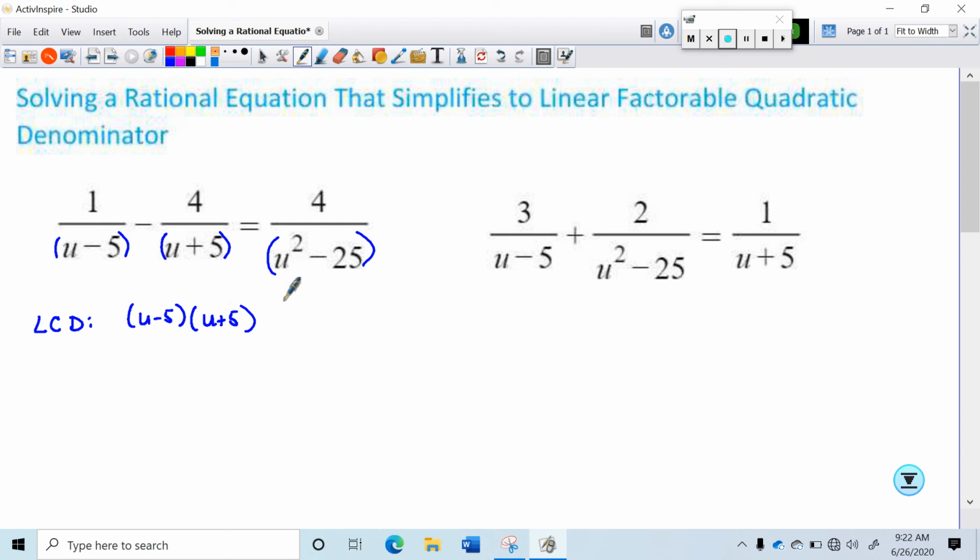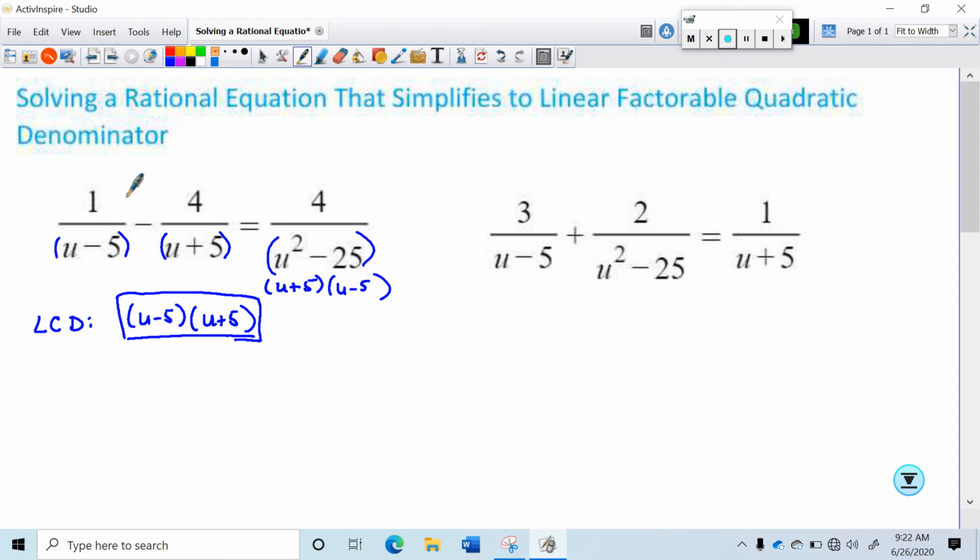And u squared minus 25, I can actually factor that. So that's a difference of two squares. So split up your u's. The negative means you have opposite signs, and the square root of 25 is 5. However, I already have a u minus 5 and a u plus 5 listed in my LCD, and you don't list them twice. So this is the LCD right here.